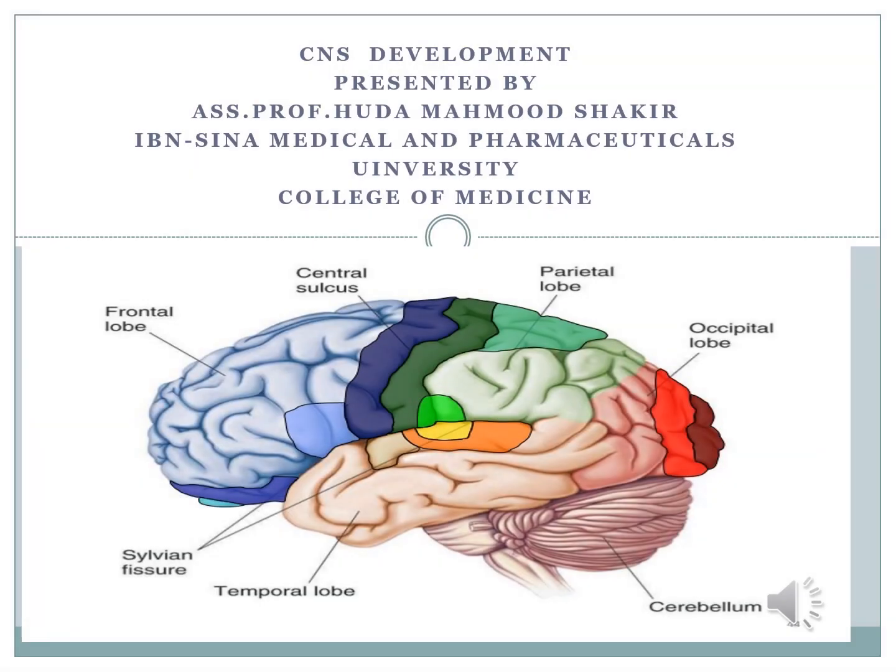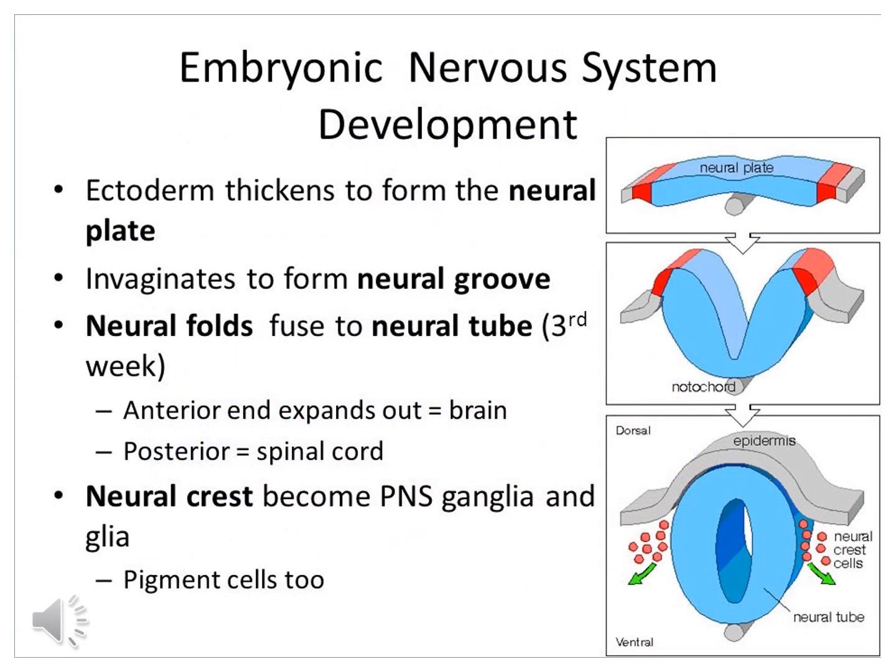We'll speak about an important aspect of the development of the most essential system in the body, that is the nervous system development. I think you know that by gastrulation, which occurs at the third week of development, three germ layers are formed: the ectoderm, mesoderm, and the endoderm.